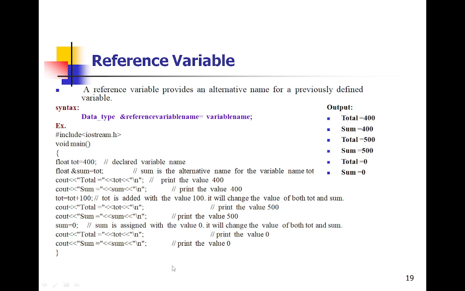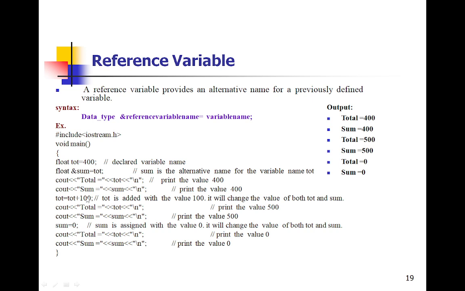Okay, now let us move on to the next topic. In this program, you can clearly understand that if you make any kind of change on any one particular variable, it is reflected in both variables, the original variable as well as the reference variable. It will be like a replica of the single variable.